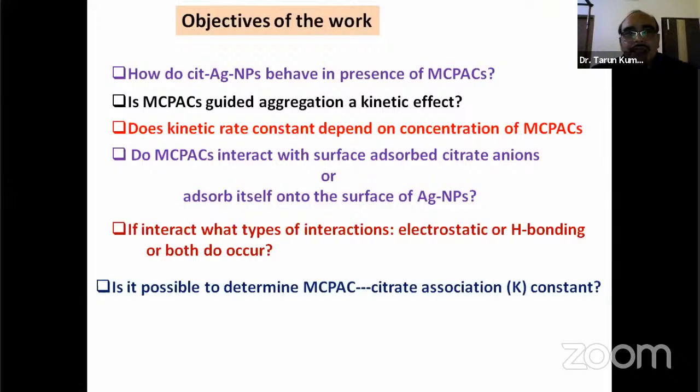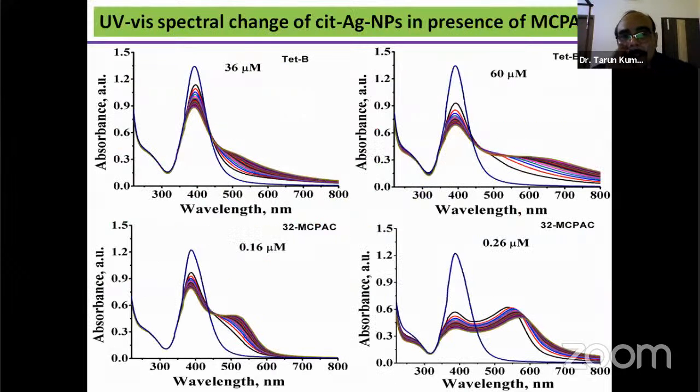Most important is how the silver nanoparticles behave in the presence of macrocyclic polyamines. Is there any aggregation or kinetic effect? And if there is a kinetic effect, whether we can study it? Now it is a little bit higher level. You have to get an idea of how you can study this one.